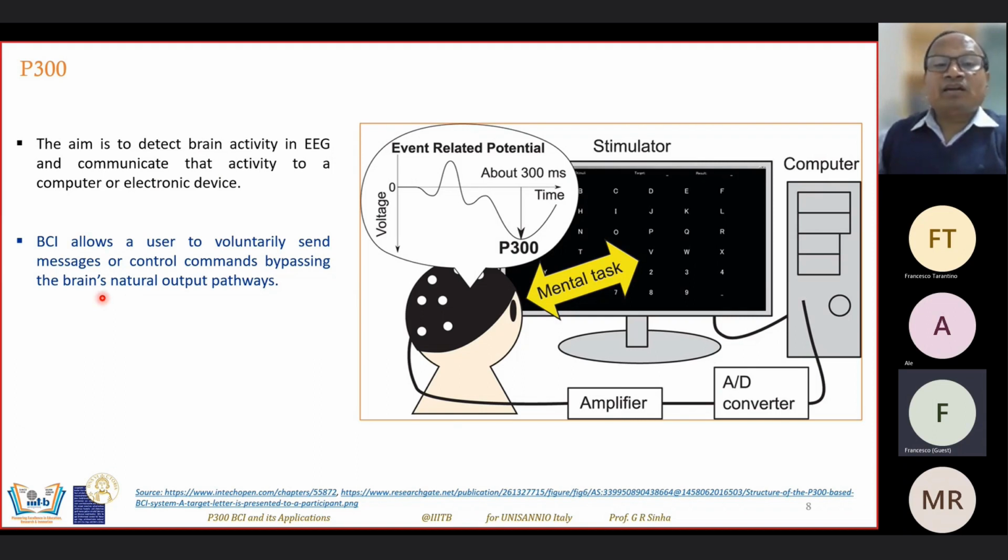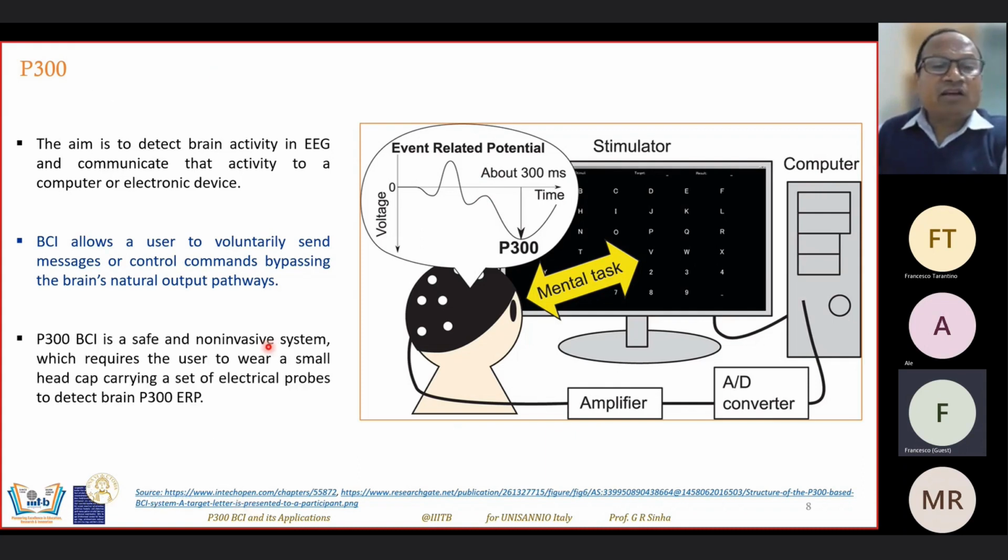I think you have to understand the difference. Unlike other BCI, where a direct neural interface with the central nervous system was generating the command, here the case is a little different. It allows a user to voluntarily send messages. Remember, if you want a user to generate some voluntary message, and accordingly generate commands by bypassing the brain's natural output pathways, this is possible in P300.